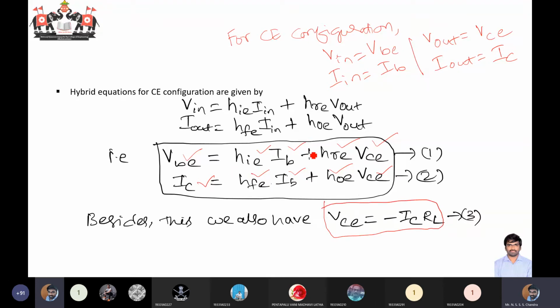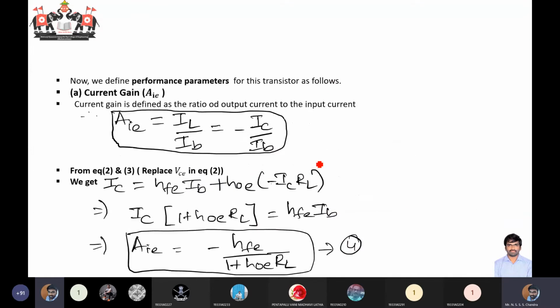So we got three equations. These are the three basic equations that we are writing from your circuit diagram. Now we need to define some performance parameters for this transistor acting as an amplifier. The first parameter is how much current we have gained. That's your current gain. Current gain is given by the symbol AIE. A stands for amplification. Because it is current amplification, I represent it by the symbol I, and the configuration is common emitter, so I am writing AIE.